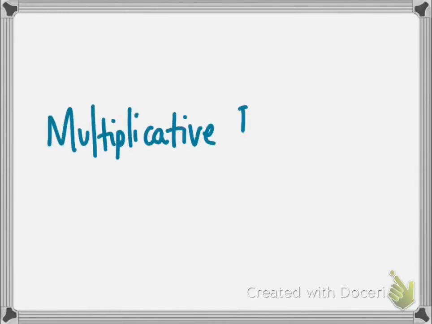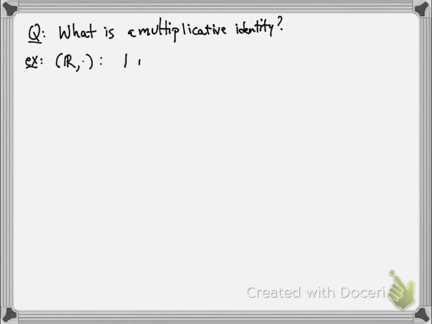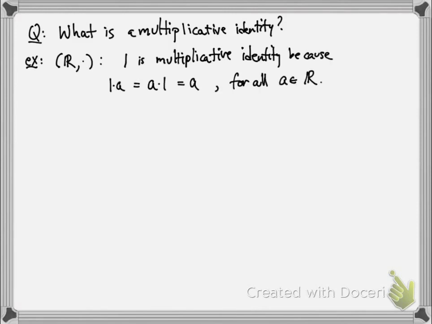Let's talk about multiplicative identities and inverses. So, what is a multiplicative identity? Let's take a look at an example where we know what's going on. Consider the real numbers R with usual multiplication. Then 1 is called a multiplicative identity because 1 times a is a times 1 is equal to a for all real numbers a.